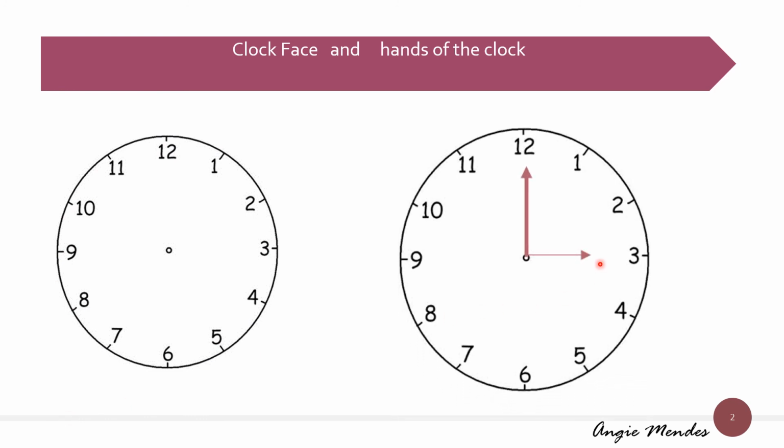Now we have the smaller hand, which is the hour hand, and we have the longer one, which is known as the minute hand. We also have the seconds hand, which I have not shown here because today we are going to deal with angles and time. So just so that you don't get confused, I have avoided showing the seconds hand on the face of this clock.